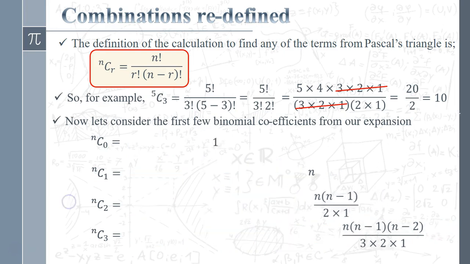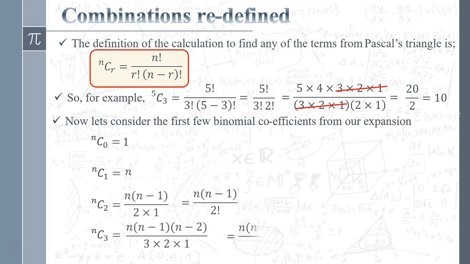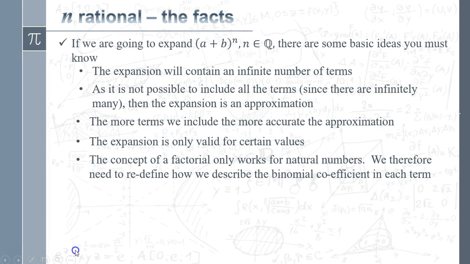What all that means is, if I just get rid of a lot of stuff and bring it all together, we've got our first value is 1, NC1 is n, NC2 is n times n minus 1 over 2 factorial, NC3 is n times n minus 1 times n minus 2 over 3 factorial. And what we're going to do on our expansion now is work with particularly these definitions here, rather than the definition up here. Okay, so that's a lot of the basics behind what's going on.